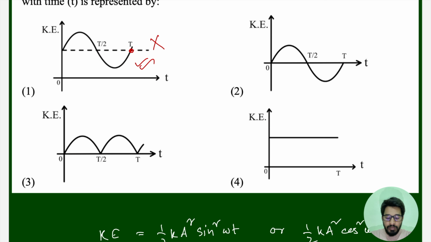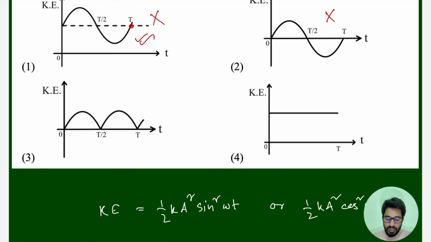If they had given the time period as T by 2, then we can imagine that it can be correct, as if the simple pendulum is moving in a vehicle, or the whole system is moving, then we can consider that at the extreme position it can also have some kinetic energy. Second is not possible because it has a negative value, so kinetic energy cannot be negative.